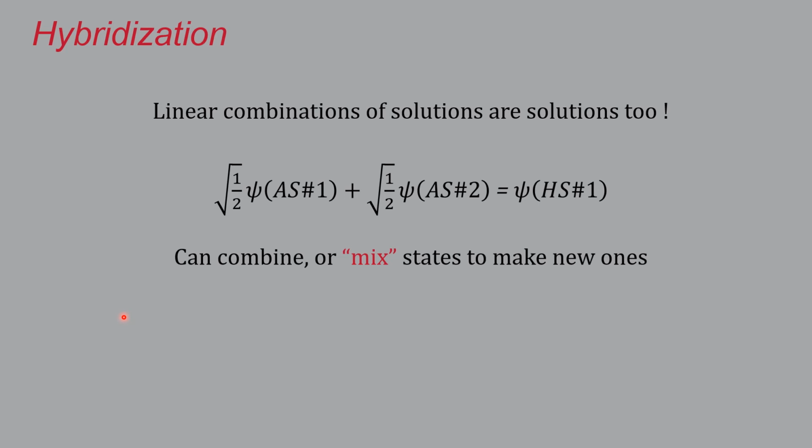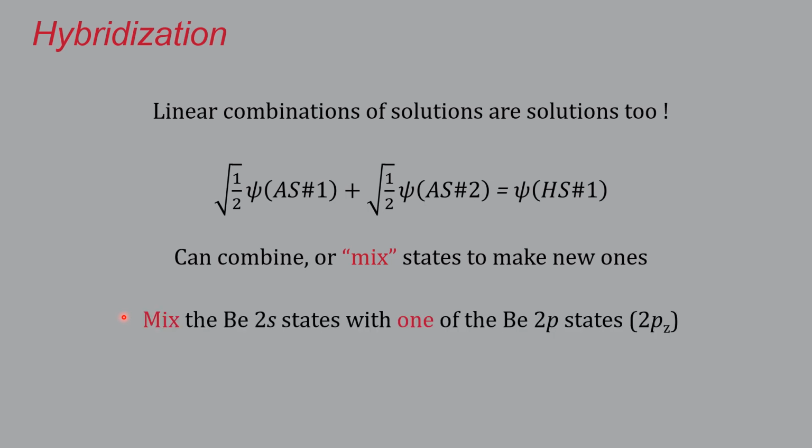Mathematicians like to call this mixing, or this combination. They said these functions that describe these states are mixed to make new ones, these hybrid states. And so what we can do, if we don't have a whole lot going on else, and at this point who does, is mathematically combine the equation that describes the 2s state on beryllium with one of the ones that describes one of the 2p states on beryllium.